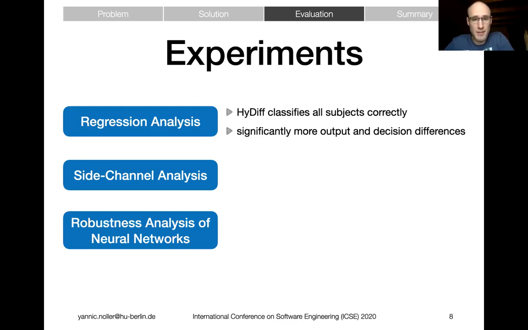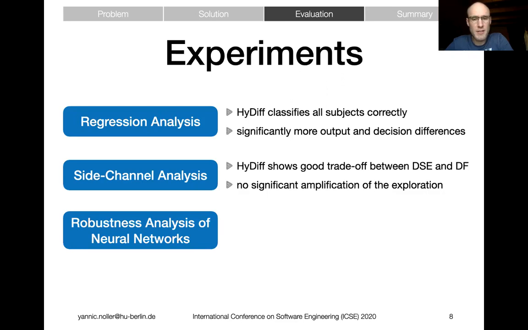For regression analysis, HyDiff was able to classify all subjects correctly, which means if there is a subject which actually has an output difference, then HyDiff was able to find it. In contrast, fuzzing and symbolic execution were not able to identify all of them correctly. Additionally, HyDiff was able to generate significantly more output and decision differences.